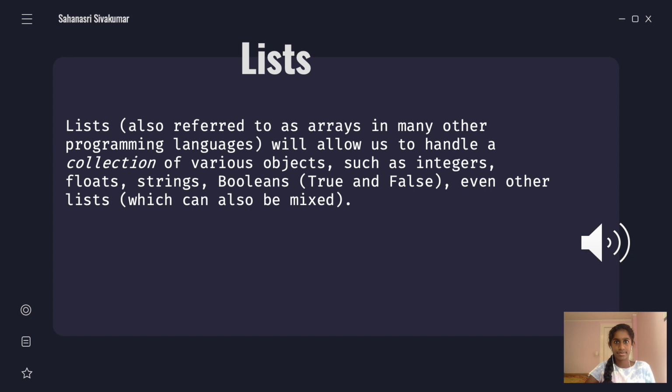First, let's look at lists. Lists, referred to as arrays in many other programming languages, will allow us to handle a collection of various objects, such as integers, floats, strings, booleans, which are true or false, and even other lists, which can also be mixed. Both lists and strings have characters, so what's the difference?